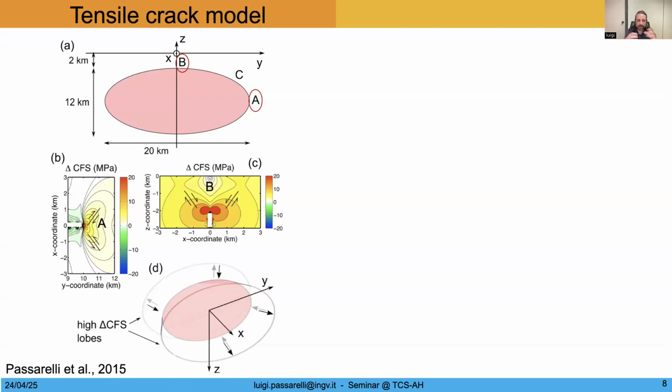So that's the stress that is induced, and if there are optimally oriented faults, those can fail because of the stress induced by the tensile crack. So this process is fundamentally different from the one that we saw before, where you expect to have shearing on a fault or stimulating a fault inducing a seismic slip.